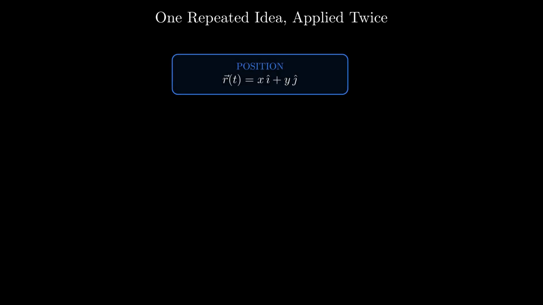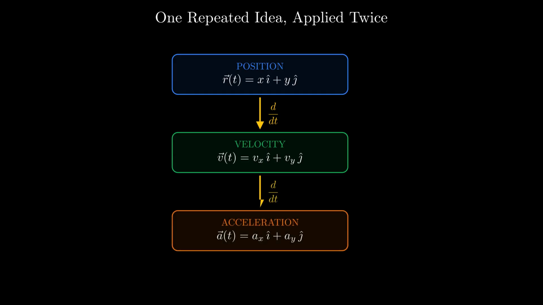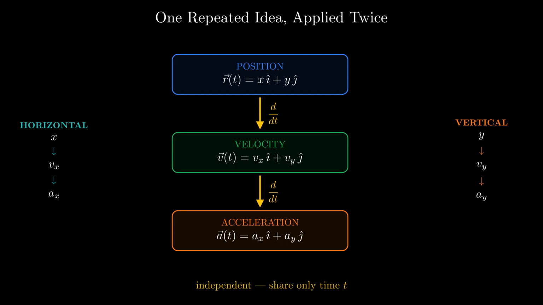Step back and see the whole structure. We have one repeated idea applied twice. Position differentiates to velocity. Velocity differentiates to acceleration. And every one of those derivatives is taken component by component, the horizontal piece never mixing with the vertical piece. That independence is the deepest point here, and it is easy to underappreciate. The horizontal motion of a projectile does not know or care what the vertical motion is doing, and the vertical motion does not depend on the horizontal. They share only the clock.